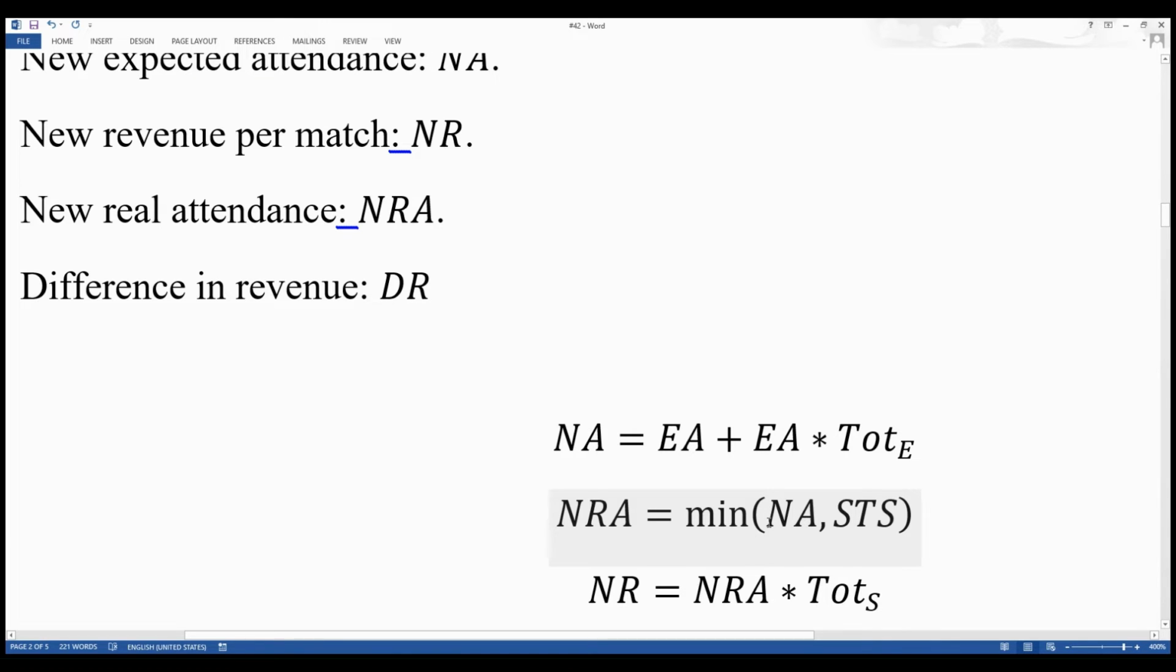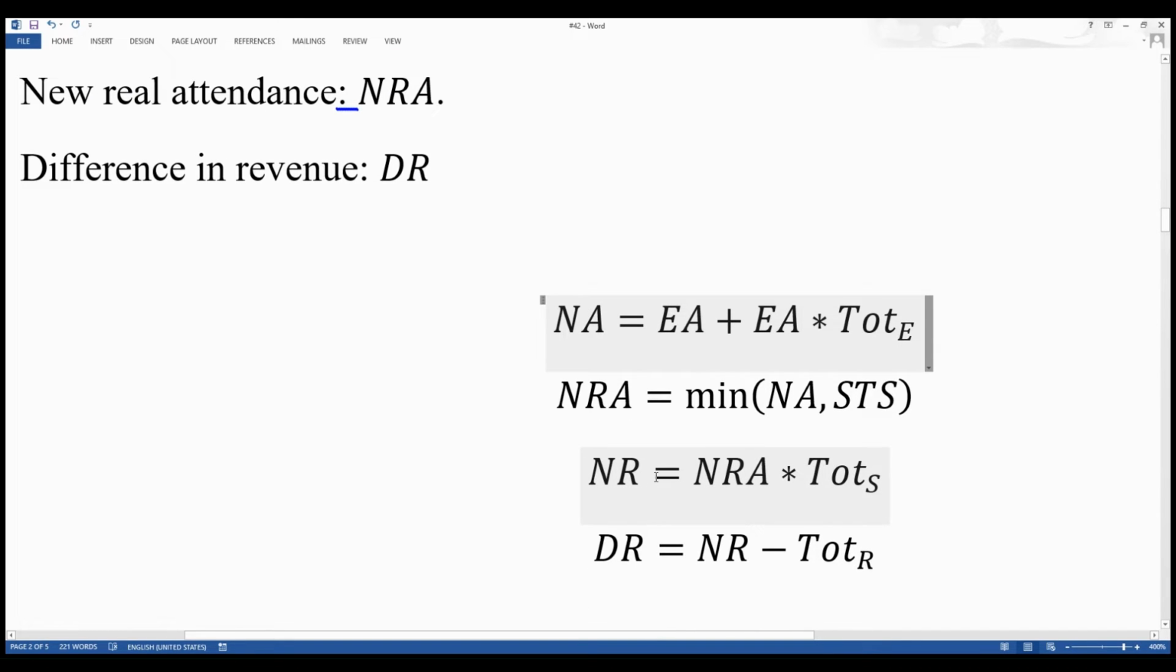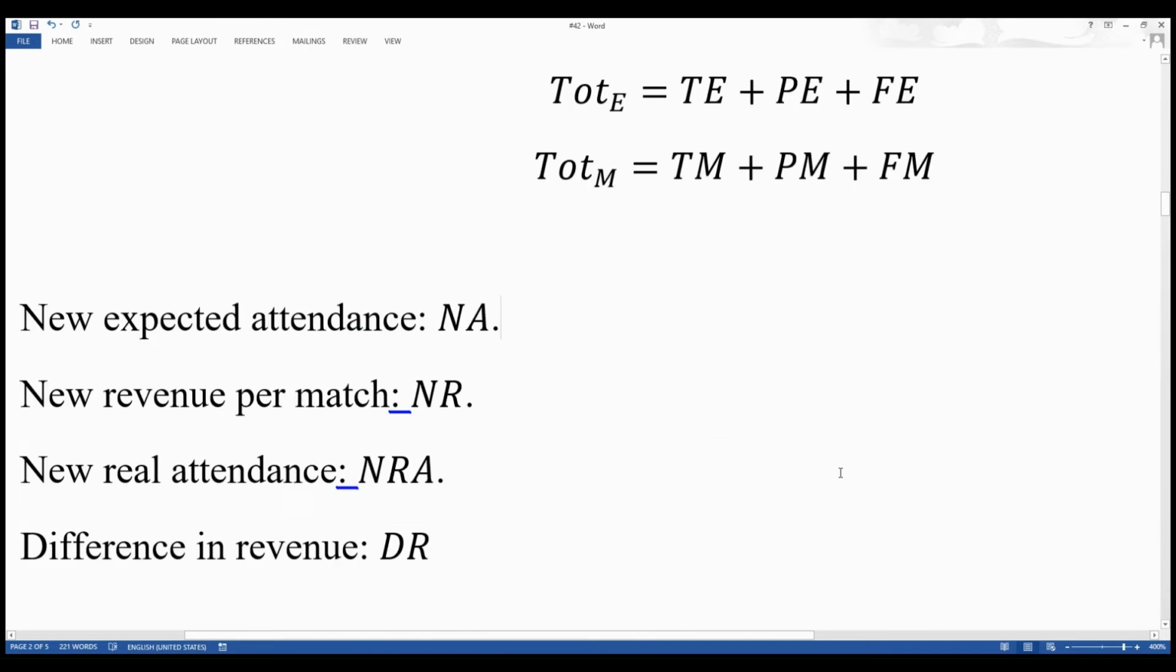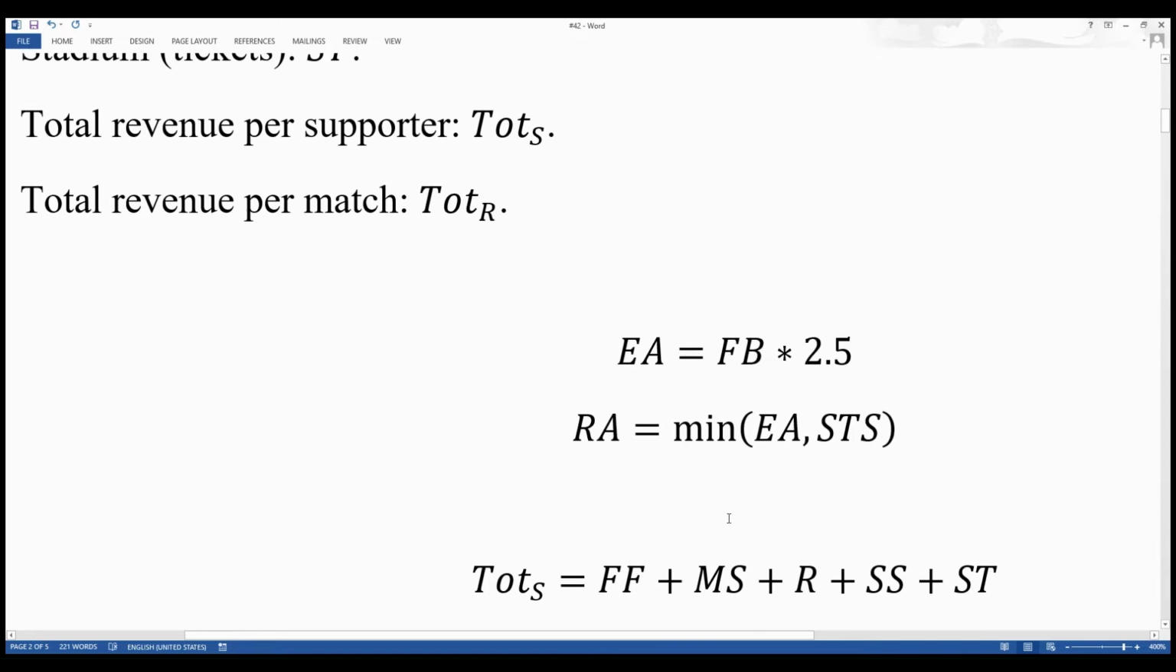Let's say that your indirect facilities make your attendance be 15,000. If your stadium is just 10,000, your attendance will still be just 10,000. Okay? That's why I need this variable, new real attendance. Then I have the new revenue, in which I multiply the new real attendance by the total generated by the money making facilities per supporter, which is what we saw before. This one. Okay.